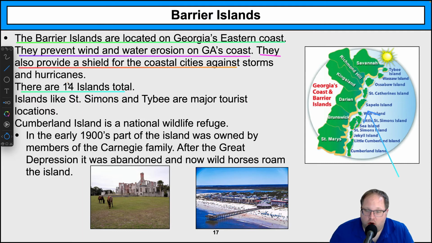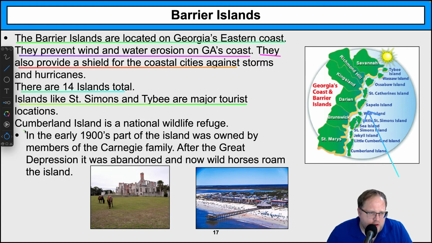The islands are a huge tourist attraction for Georgia and bring in millions and millions of dollars for Georgia every single year. Some of the most famous of the Barrier Islands would be St. Simons, Tybee, and Jekyll Islands, which are the most common for people to go to the beach.